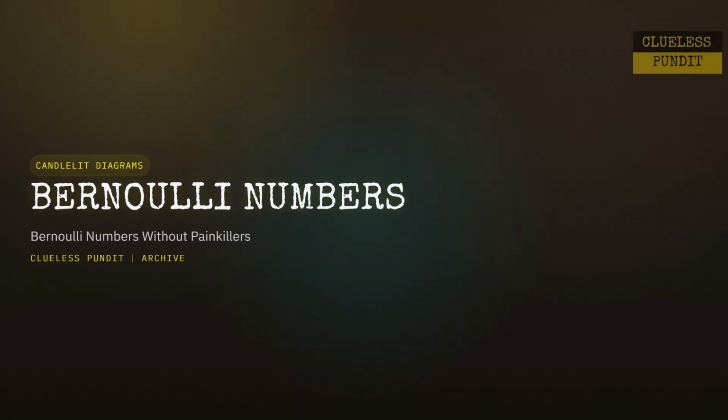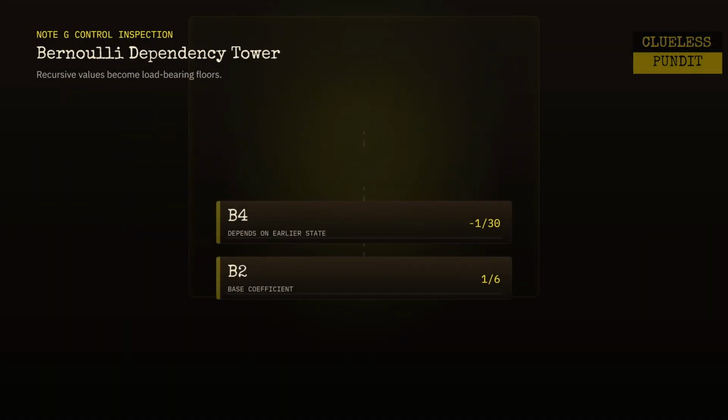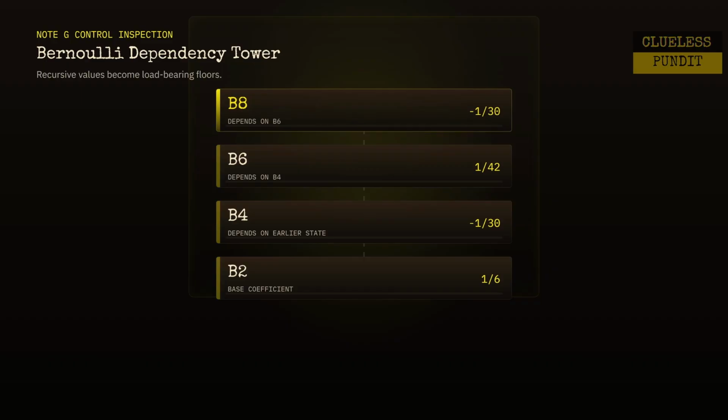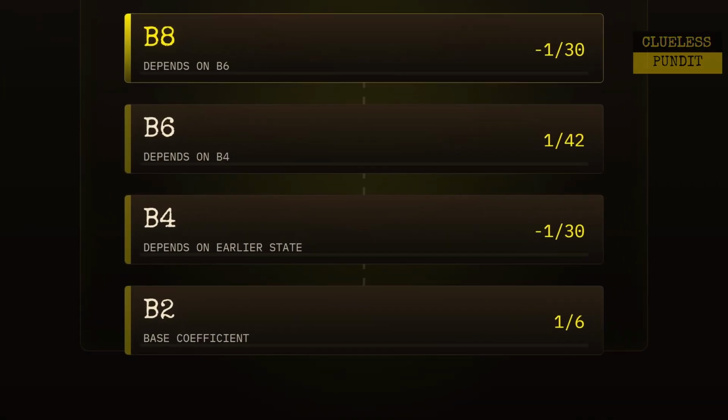To understand why the simulation spat out rubbish, we have to look at the specific mathematical monster Ada chose to tame: Bernoulli numbers. Think of the Bernoulli sequence not as a static list of figures, but as a towering, precarious house of cards. Every single floor of this tower relies entirely on the structural integrity of the floors beneath it. To calculate the 8th Bernoulli number, you must first calculate the 6th. To get the 6th, you need the 4th. It is a chain of recursive dependency.